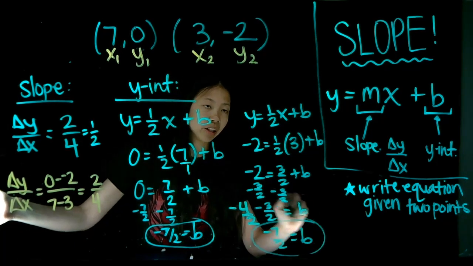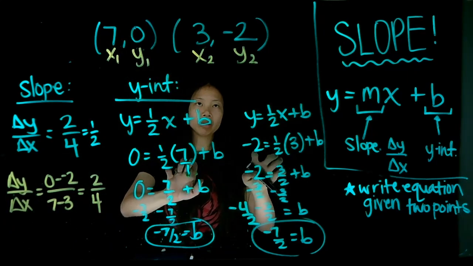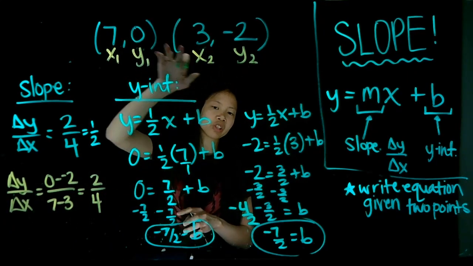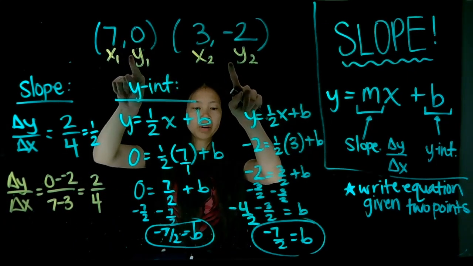So either way, you don't have to do it twice. I'm just showing you that you can pick either point. Usually just pick the easier point, but you can pick either point and you should end up with the same b value.